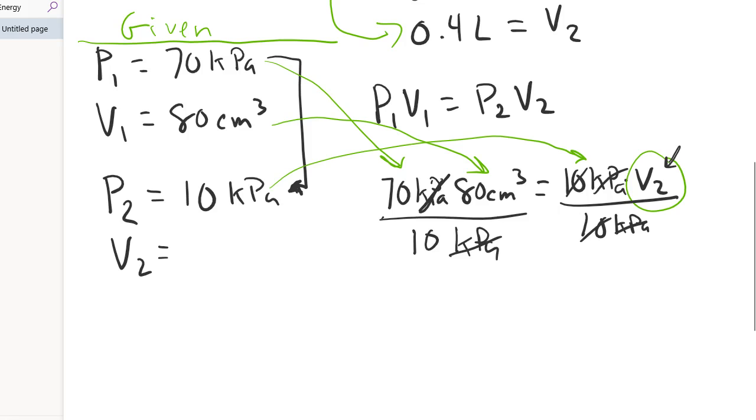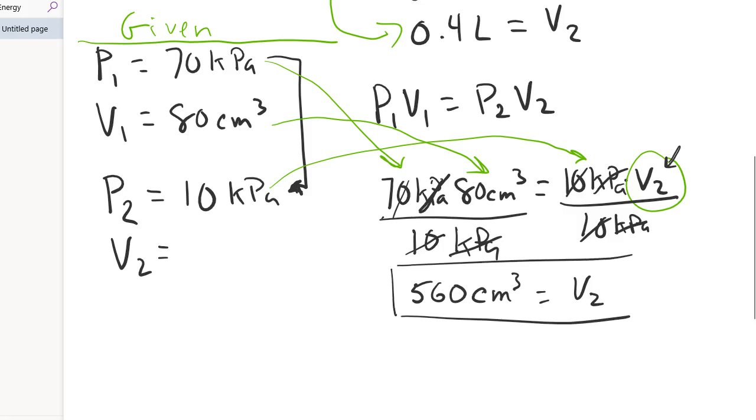Well, I just like to do this math in my head real quick. I'm just going to say that divide 70 by 10, and that gives me 7. So 7 times 80 is 56. And then you add a 0 to the end. 560 centimeters cubed equals volume 2. So that is our solution for problem number 1 of the application.